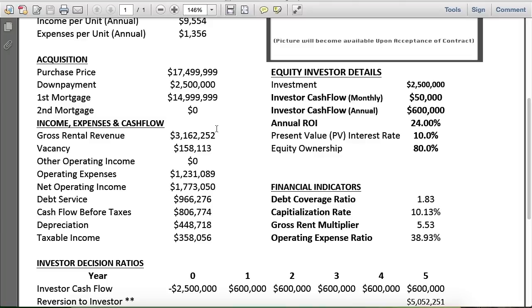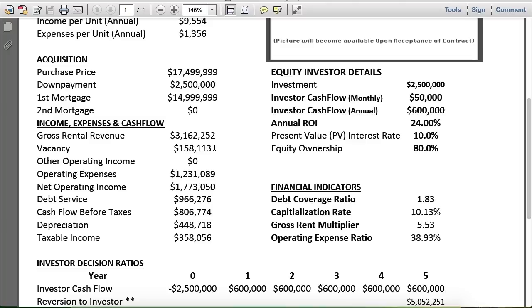Now this is very important. So right here, we're going to go over the total gross rental revenue. So this is the total rents that they collected last year, let's say. Your vacancy rate. Fannie Mae, the average across the country is 5.4%. So you always want to, on the conservative side, use 5.4%.